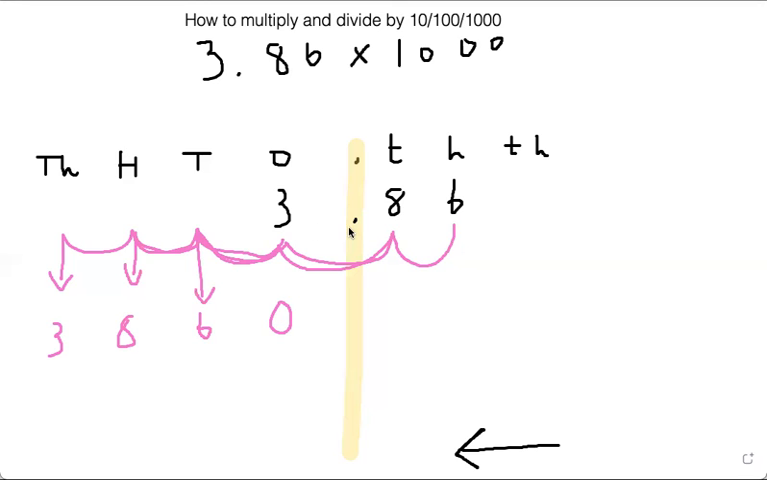So 3.86 times 1000 is 3,860. The most important thing is to make sure you have your place value grid positioned. The second thing, make sure that you have your numbers in the correct place value, and that you are jumping either to the left if you're multiplying or to the right if you are dividing.